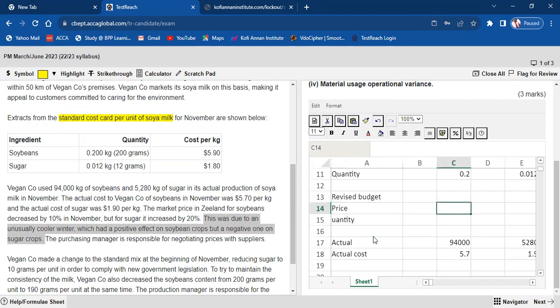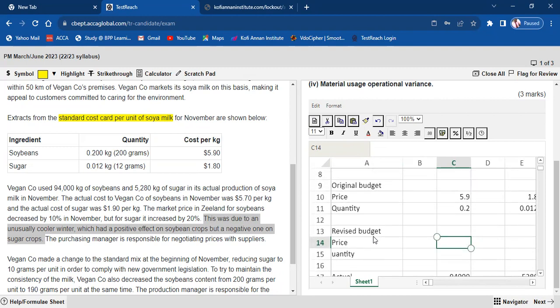Look in the scenario, I'm reading. The market price in Zealand for soybeans decreased by 10% in November. So it became only 90% of the original budgeted price of 5.9. So the examiner could have just told you that because of the winter, budgeted price fell to 5.31. He said it dropped by 10%.